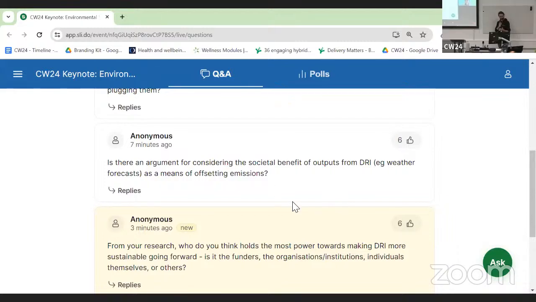I think we've got time for one more question. Is there an argument for considering the societal benefit of outputs from digital research infrastructure, such as weather forecasts, as a means of offsetting emissions?